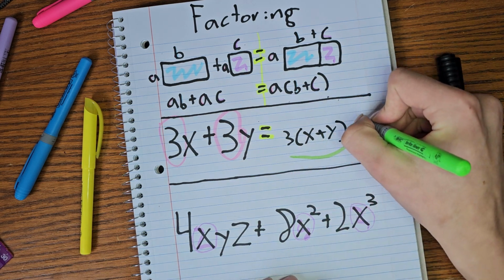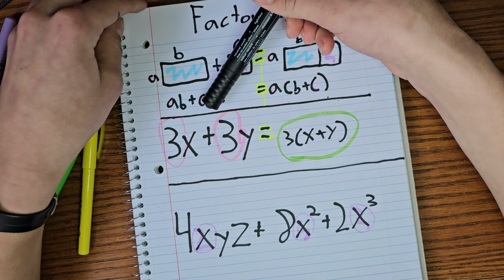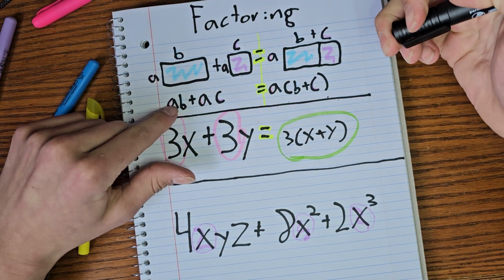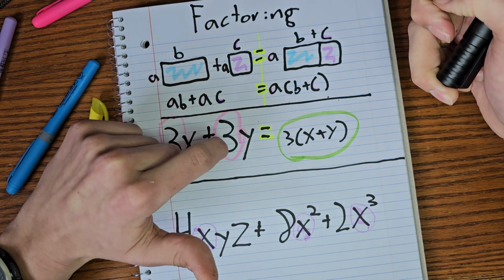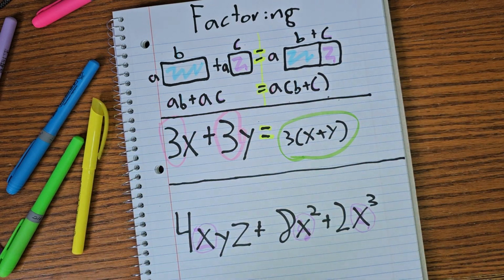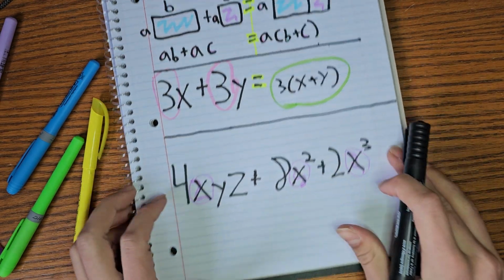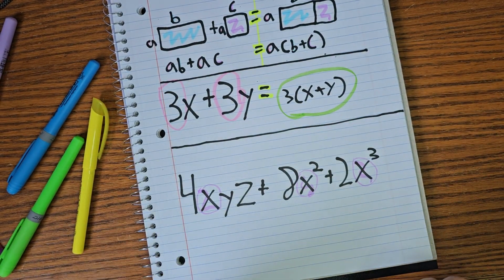And if you compare this to this right here, it's the exact same. Instead of A, it's 3. So it's 3x instead of AB, and 3y instead of AC. Easy to understand, right? It's not super complicated. It's not rocket science. This one, don't let it overwhelm you.